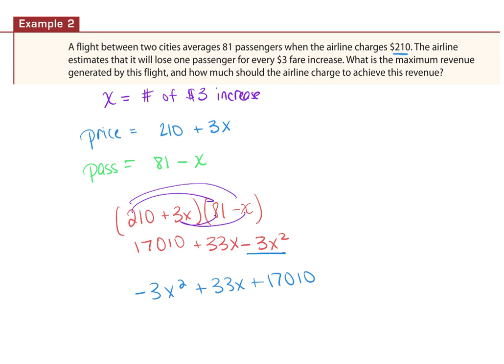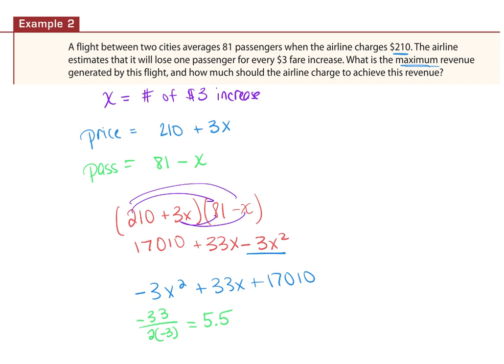All right? If we are asking the maximum revenue, maximum means I'm going to find the vertex. You're going to find the vertex the way you always would. You're going to do negative B. So we're going to say negative 33 over 2 times A, which is negative 3. All right. It actually ends up being a decimal. So you end up 33 divided by 6, right? Which gives you 5.5. 5.5.